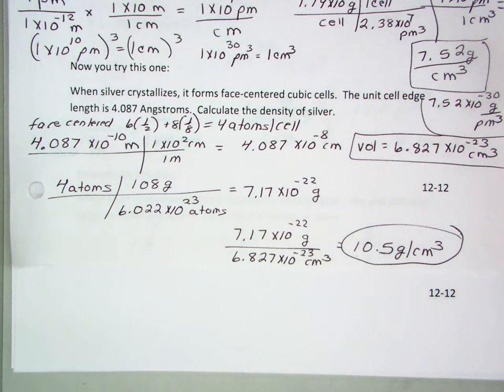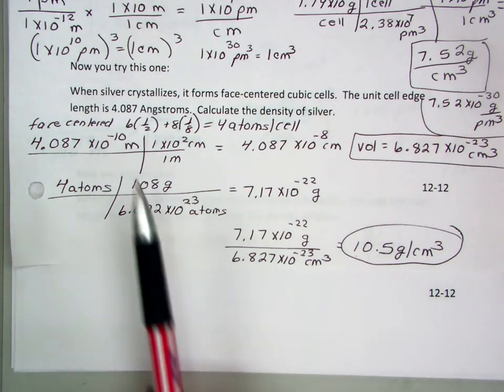Okay, as you look around the room, I'm seeing a lot of different answers. I'm seeing 1.16, 116 grams per cubic centimeter, 10.5, that's the correct answer, 2.62. I'm seeing a lot of different answers. So I'm just going to go over this from my paper.